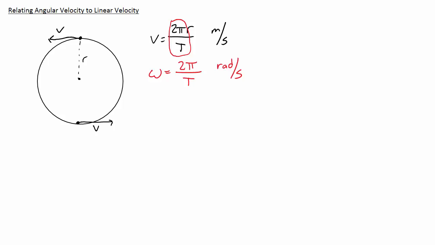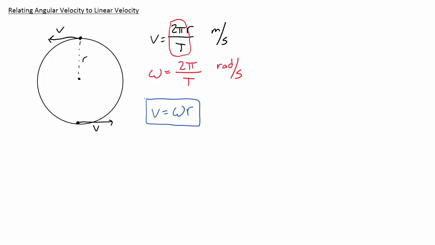The only thing you need to do to find your linear velocity, if you're given an angular velocity, is multiply that angular velocity by the radius. That's the only change. So we know that the linear velocity of any object in a circular path can be found by multiplying the angular velocity times the radius. That is how we can relate our linear velocity to our angular velocity.